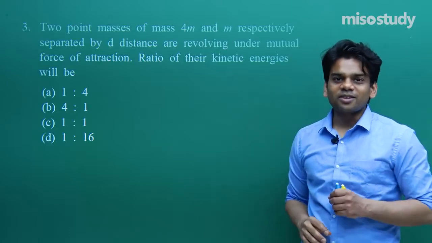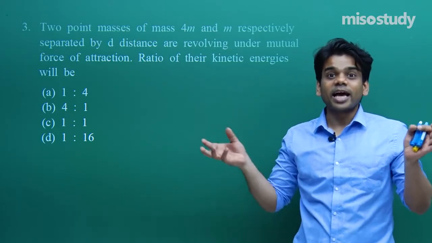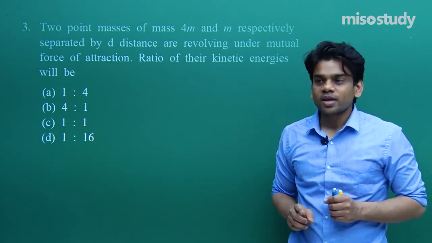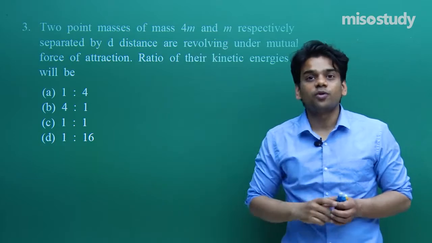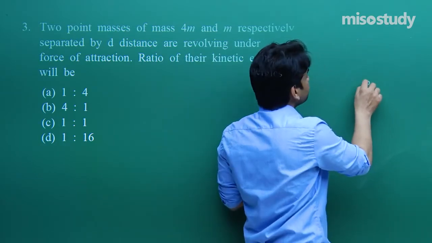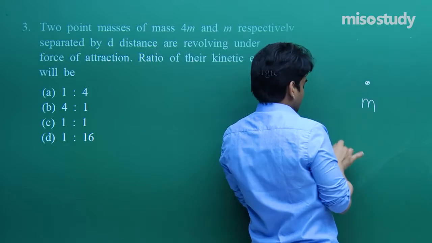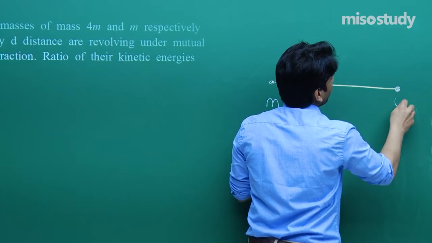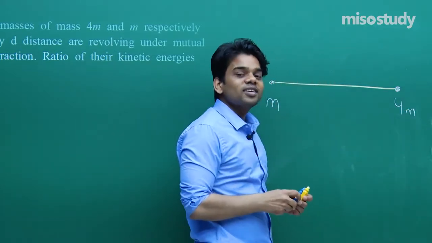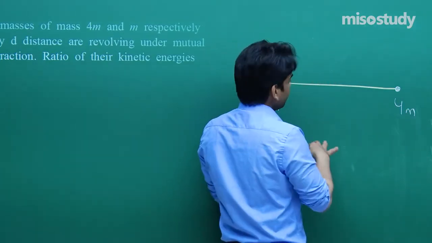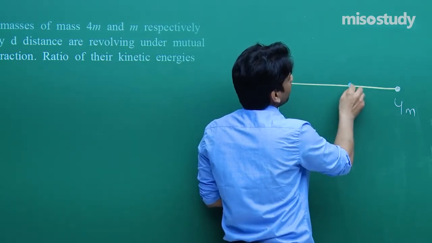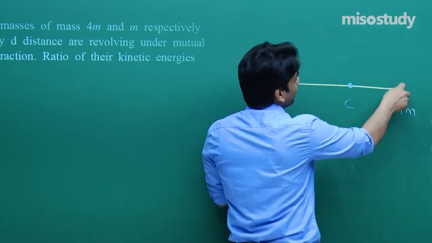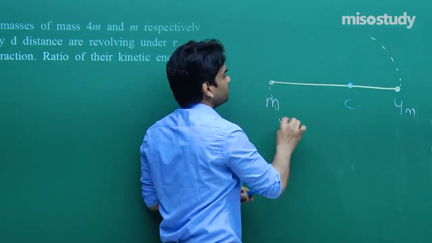Now you must be remembering that when a two star system rotates, it rotates about its center of mass. It's the same thing here, two point masses of masses 4m and m. If I draw here, this is mass m, and the separation is given as d. This is mass 4m. The center of mass will be nearer to the body of heavier mass, so here you will have the center of mass. Now let's say they are rotating like this.